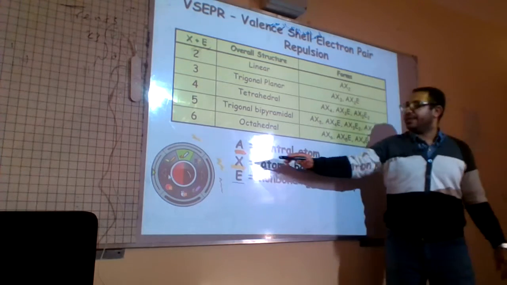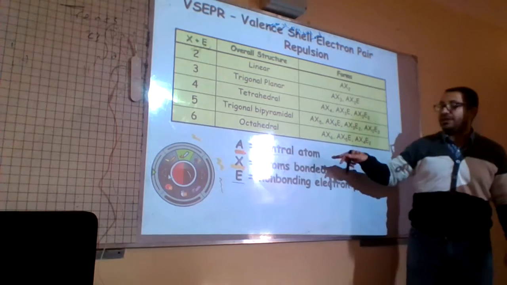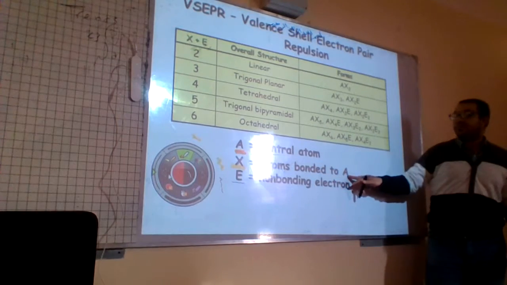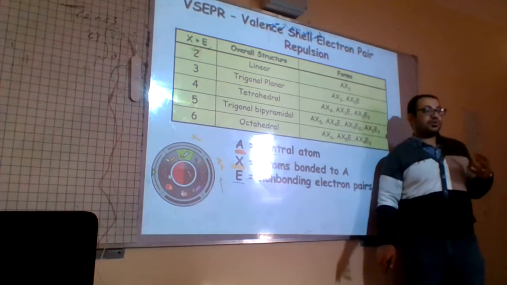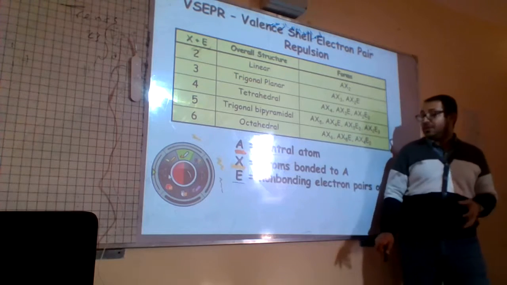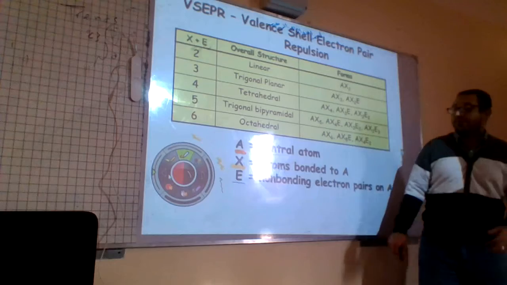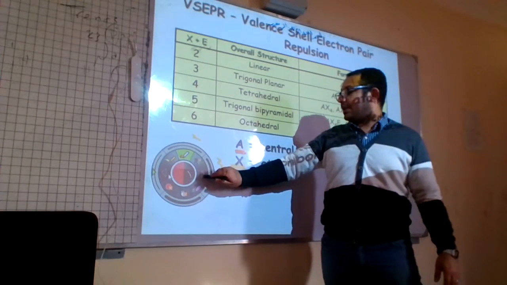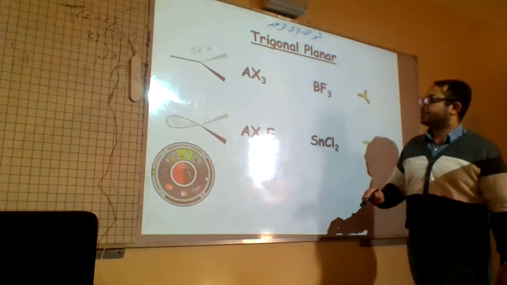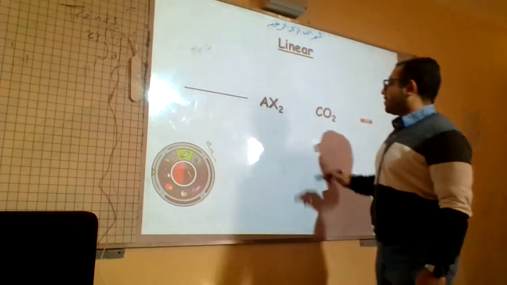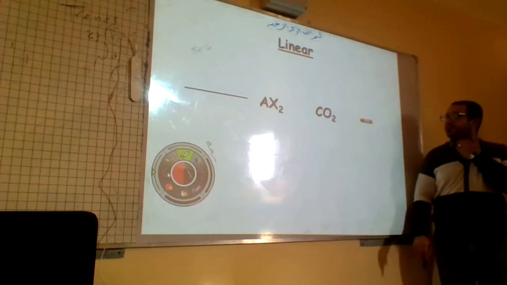Firstly, A is called the central atom, the atom found in the center. X means the atom bonded to the central atom. And E means the non-bonding electron pairs. Firstly, let's talk about the first type, the linear shape. We're taking carbon dioxide gas as an example.